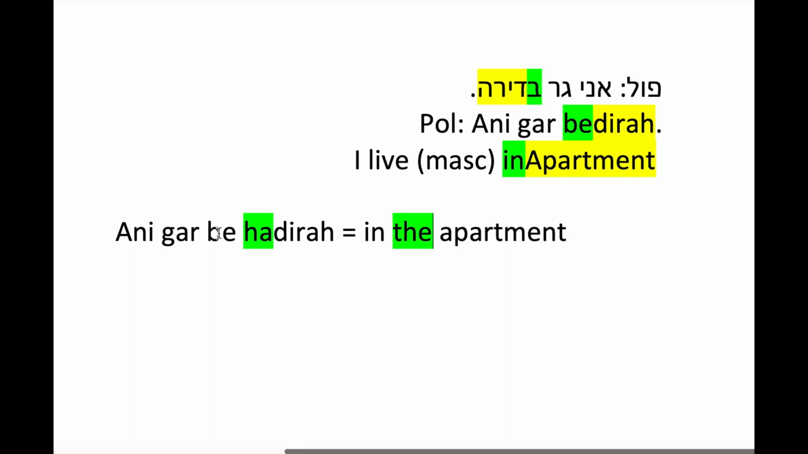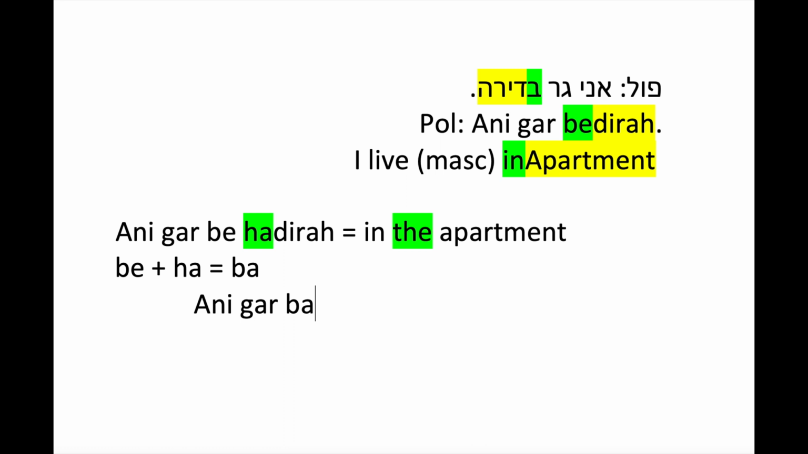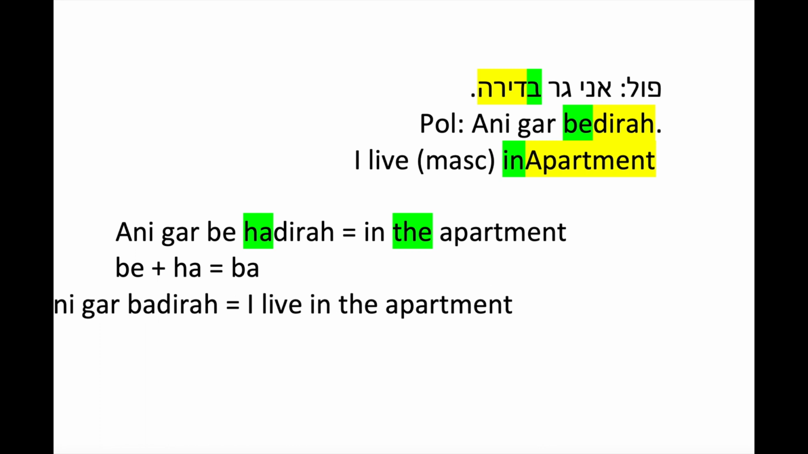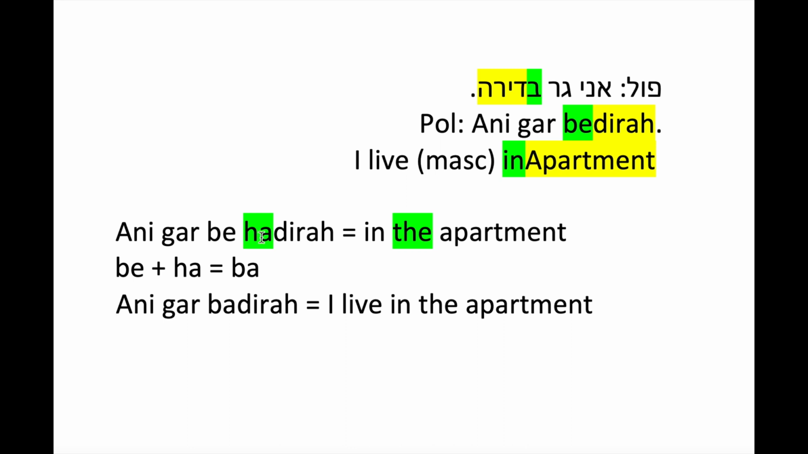Why? Because in Hebrew, whenever we have a be and a ha, we contract these two and we get ba. Okay? So be plus ha is ba. So if you want to say I live in the apartment, you would have to say Ani gar ba-dira. I live in the apartment. So be and ha together is ba.